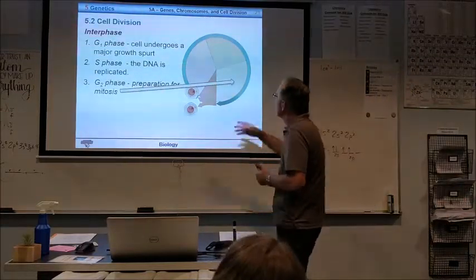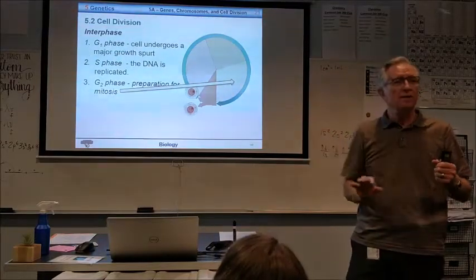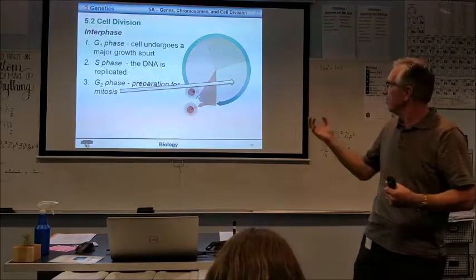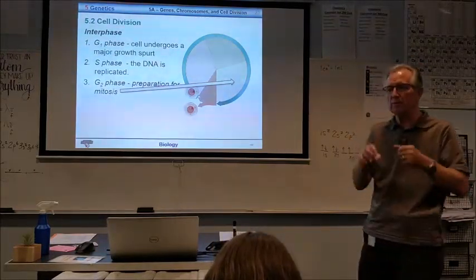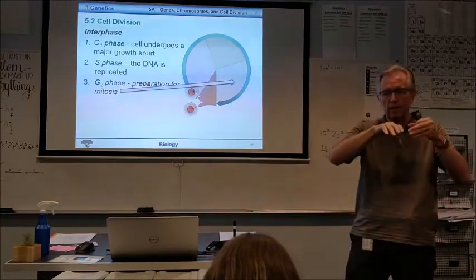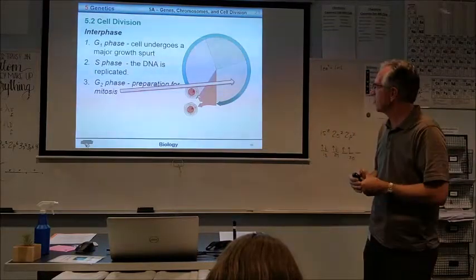Then the final one is where the cell is setting up the stage for cell division. So we say preparation for mitosis, where the nuclear material is going to be separated between the two parts of the cell, the two halves of the cell, at opposite ends of the cell.